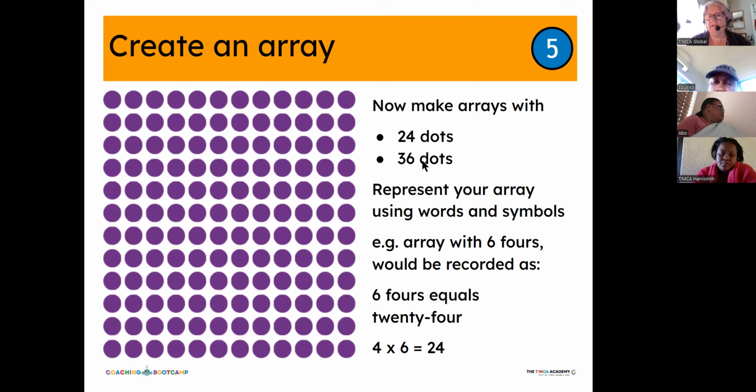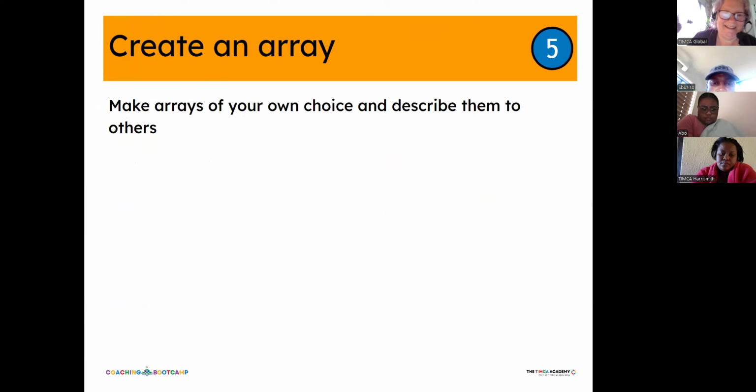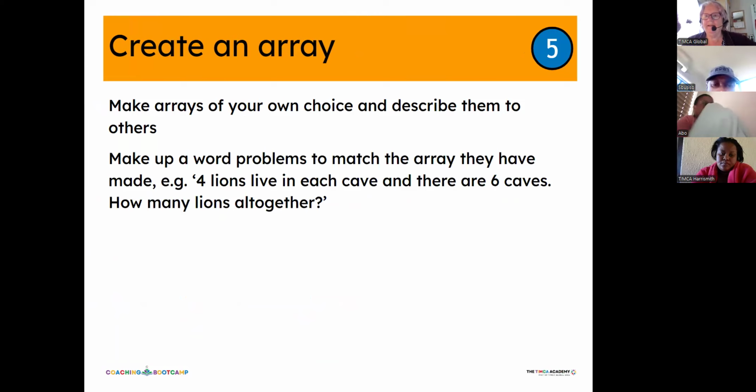We've turned it on its head, asking them to make different configurations with a number of dots. And now we're taking it another step further. And now we can take it an even further step. So now we say to whoever, make your own choice of array, anything you like, describe it to someone else, describe what it is, how many rows, how many items, what's your total, etc. And then ask them to make up a word problem to match the array that they've made. Ooh, now we really have to think about it.